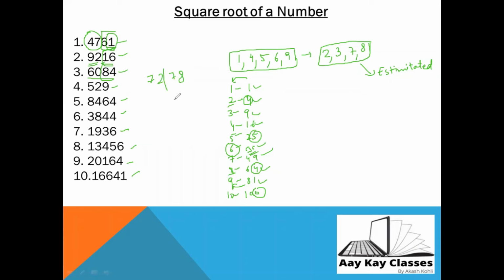Now what about 75 square? That is 5625. So this is of course greater than this. So the answer would be 78. So 78 is the square root of this number.